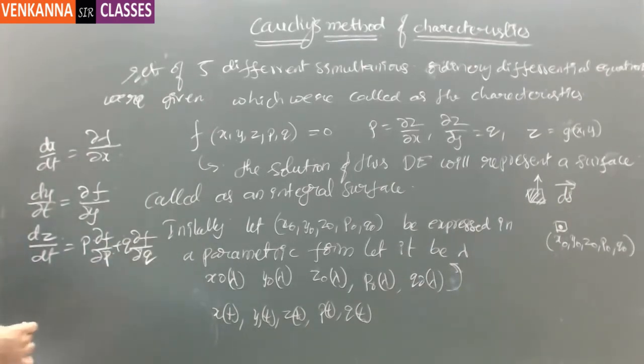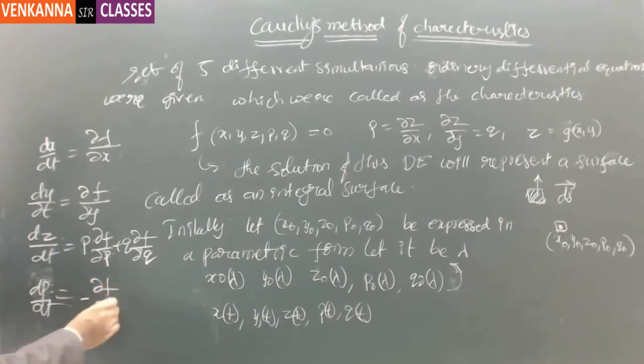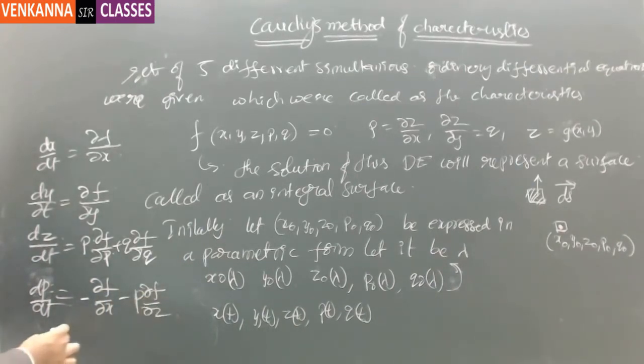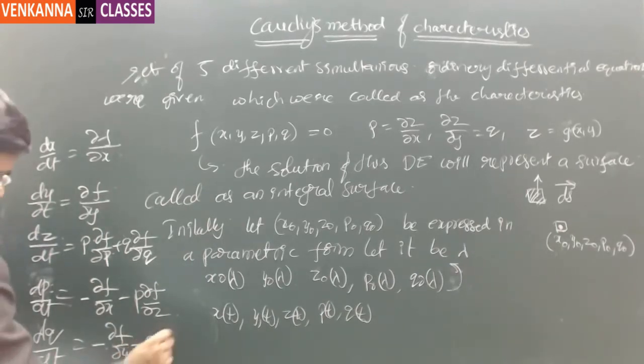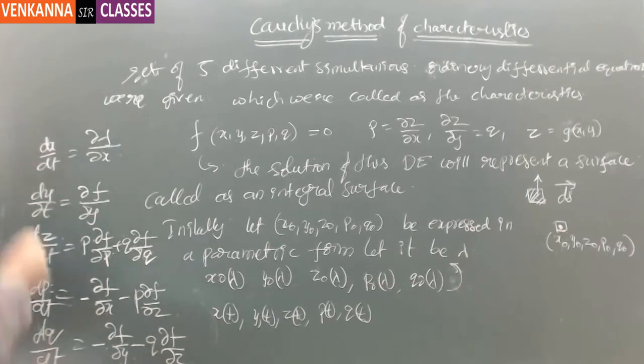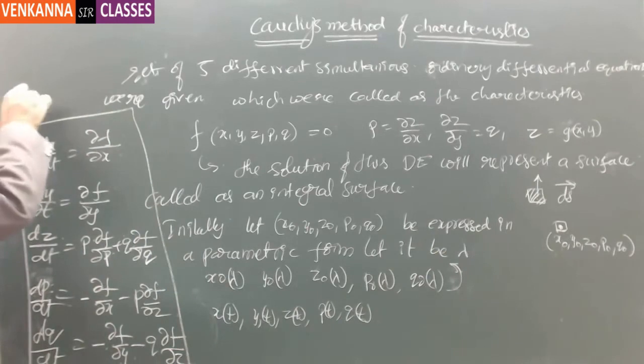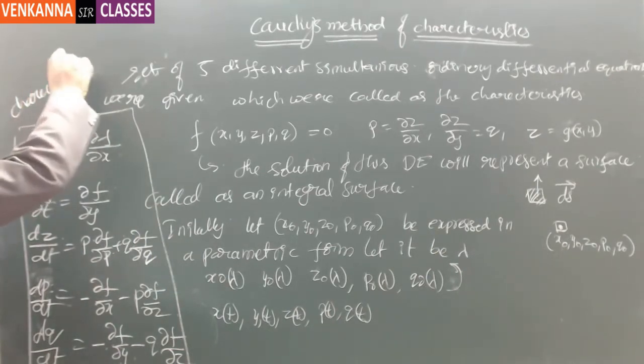And one more characteristic equation is dp by dt is equal to minus dou f by dou x minus p into dou f by dou z. And the last one is dq by dt is equal to minus dou f by dou y minus q into dou f by dou z. Now, these set of 5 simultaneous differential equations we call the characteristic equations. These things you need to remember.